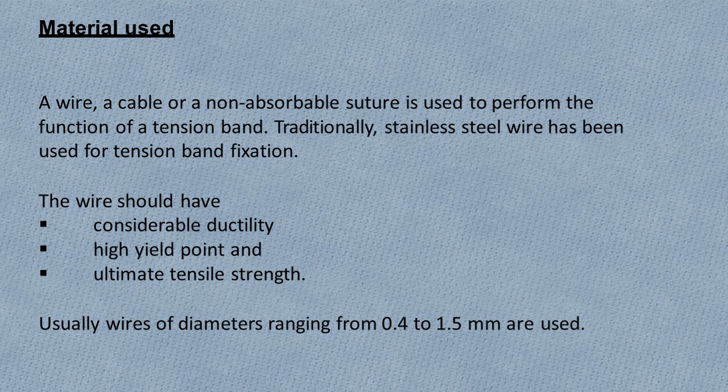Material used: generally stainless steel wire, either alone or in combination with K wire, is used. The wire should have considerable ductility, high yield point, and ultimate tensile strength. Usually wires of diameter ranging from 0.4 to 1.5 mm are used.